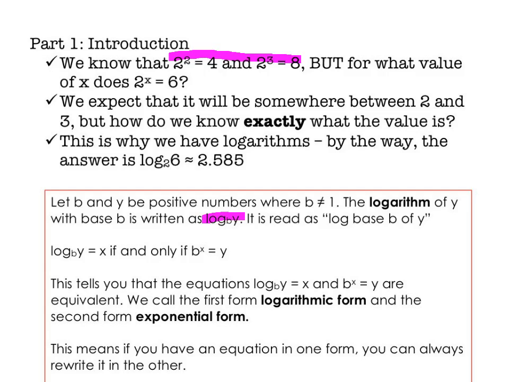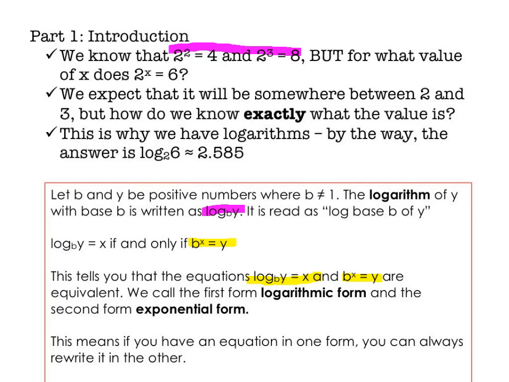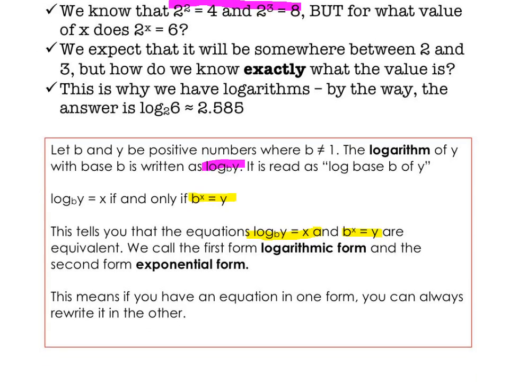This is what you should be thinking as we go through these examples. This is the form you're used to: b to the x power equals y. This tells us that these two equations, log base b of y is x and b to the x power is y, are equivalent. We call the first one logarithmic form and the second one exponential form, which you're already familiar with. This means if we have an equation in one of those forms, we can always rewrite it in the other, and that's what we're going to practice now.